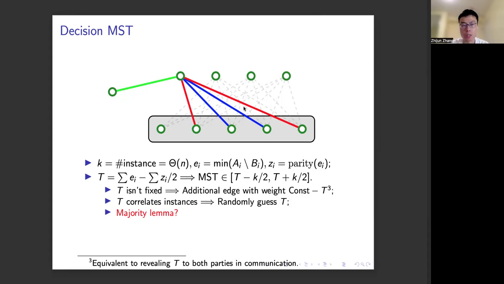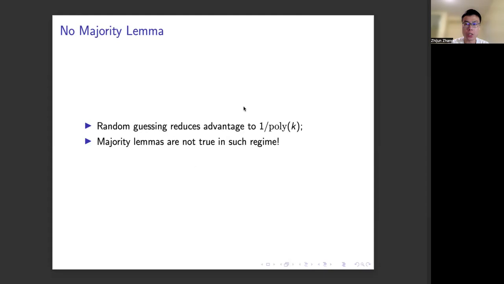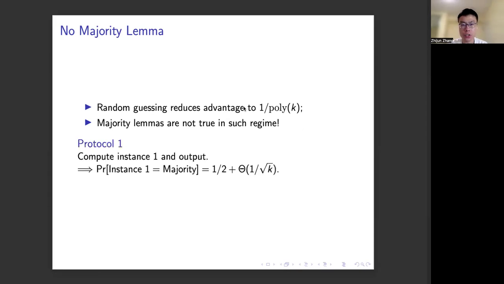The answer is unfortunately no. This is because this random guessing of T actually reduces the advantage of our protocol to roughly 1 over poly K, because the value of T can be as large as polynomial in K. So I'm going to show that a majority lemma will never hold in such a regime. To see this, let's consider the following protocol, which takes K instances and just runs the one-instance protocol on the first instance and outputs its answer as the majority.